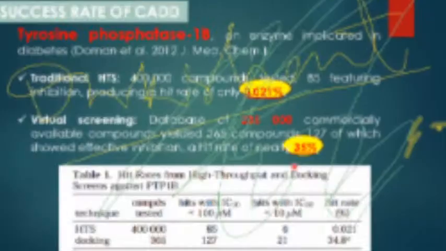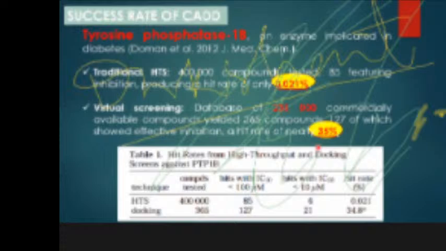The disadvantage, you can say, is that sometimes we get pseudo results as well, but there can be n number of reasons for that. So the hit rate is quite significant. We cannot negate the role of computer-aided drug designing. We cannot deny it nowadays.